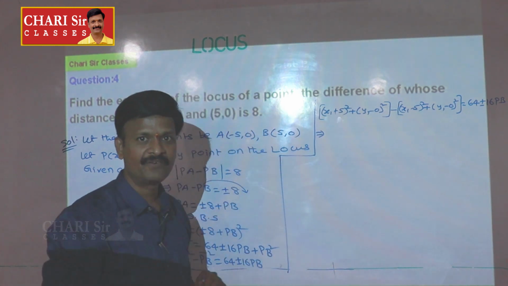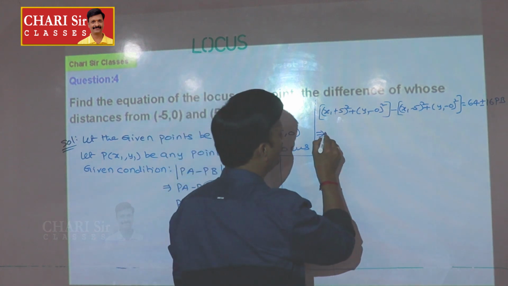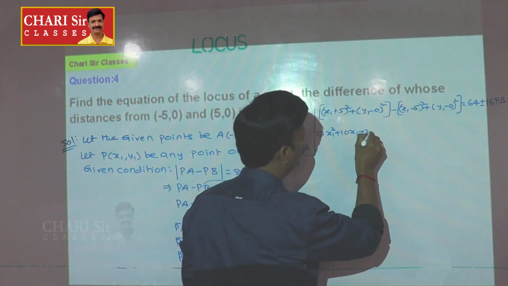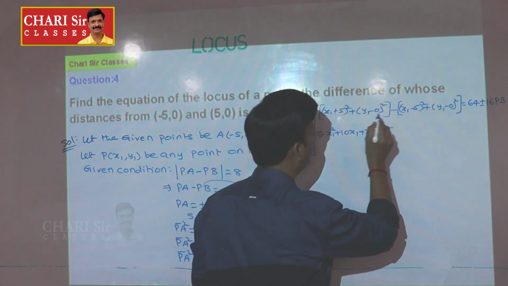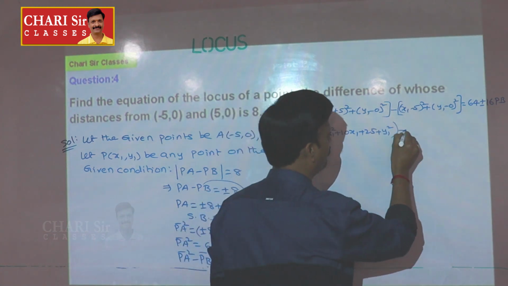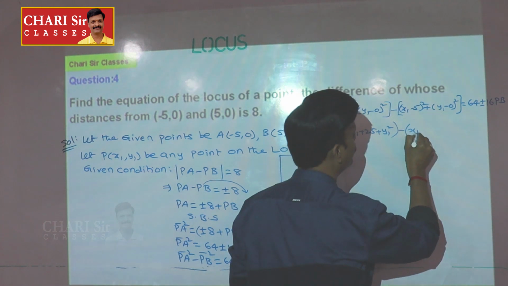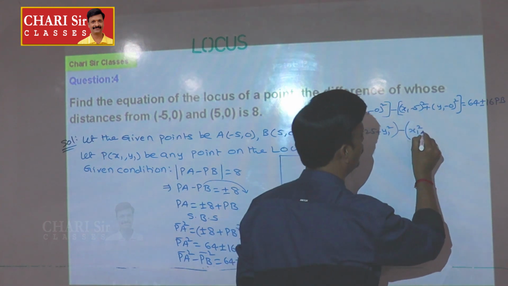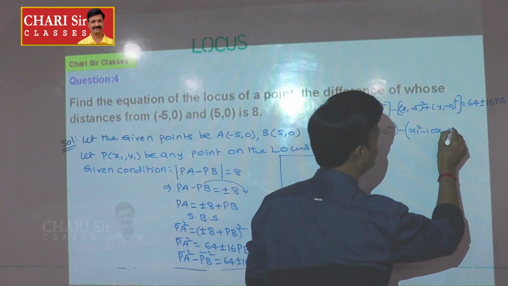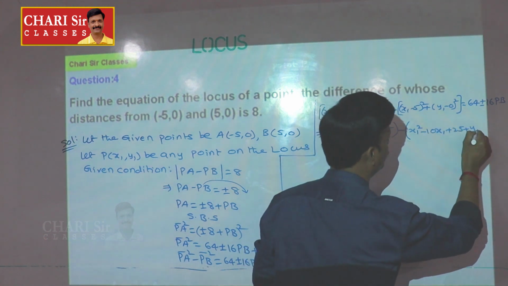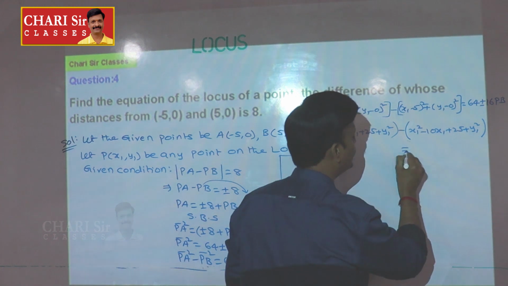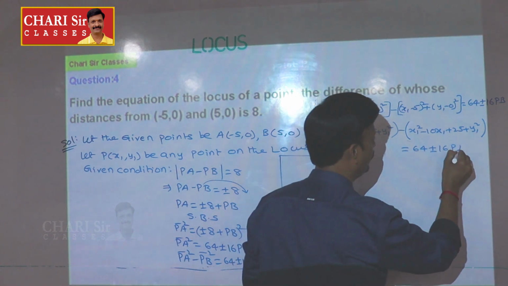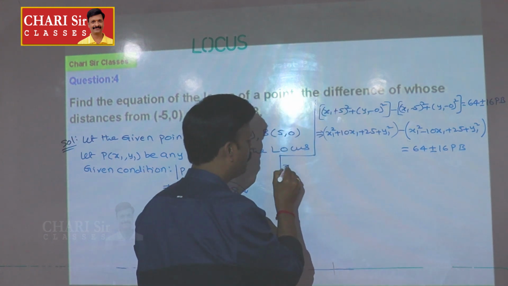x1 plus 5 whole square, which is (a plus b) whole square, that is x1 square plus 10x1 plus 25 plus y1 square, and this is completed. And minus x1 square minus 10x1 plus 25 plus y1 square, and this is equal to 64 plus or minus 16 PB. Now we open the brackets.